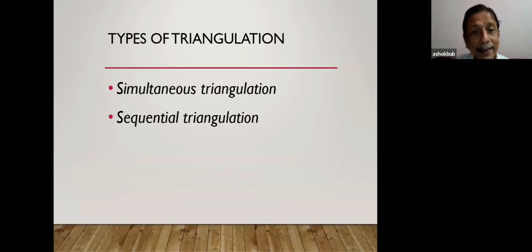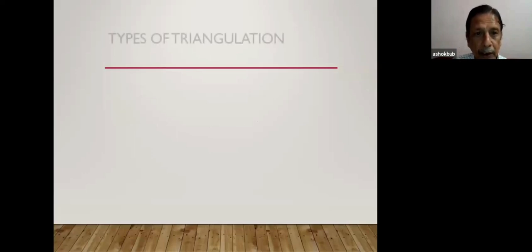Now, as the name itself says, simultaneous: simultaneously, across the different stages of your research, you can make use of triangulation. So at the time of data collection, at the time of your review of literature, at the time of analysis, etc. Simultaneously you would be using triangulation, or it can be sequential: at each stage, or at what stage you use the triangulation. So broadly, triangulation can be categorized into simultaneous triangulation and sequential triangulation.